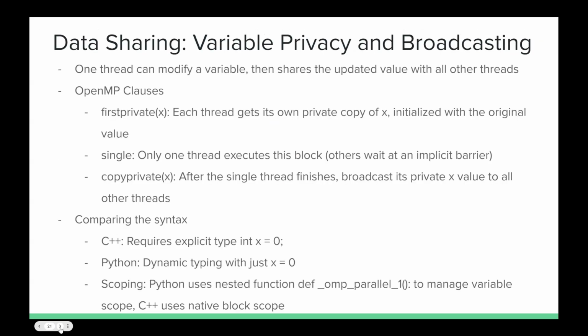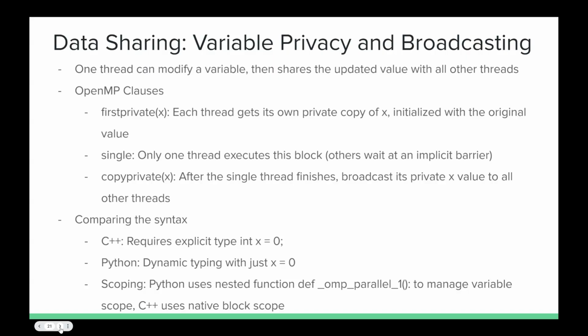For the C++ OpenMP library and the Python omp for pi library, data sharing with private/broadcasted values is slightly different. In the C++ implementation, the variables used with firstprivate, copyprivate, and single require a declared type, as C++ is a statically typed language, meaning its variables are checked at compile time for a type. With Python, variables are dynamically typed and the type is inferred at runtime.